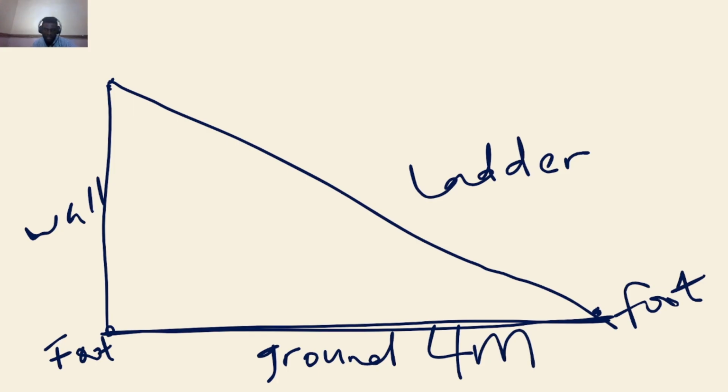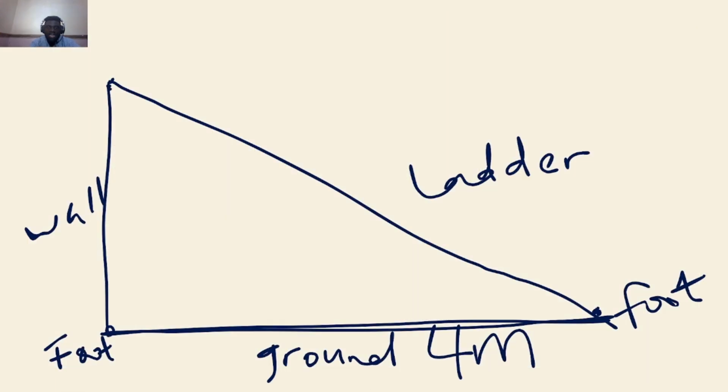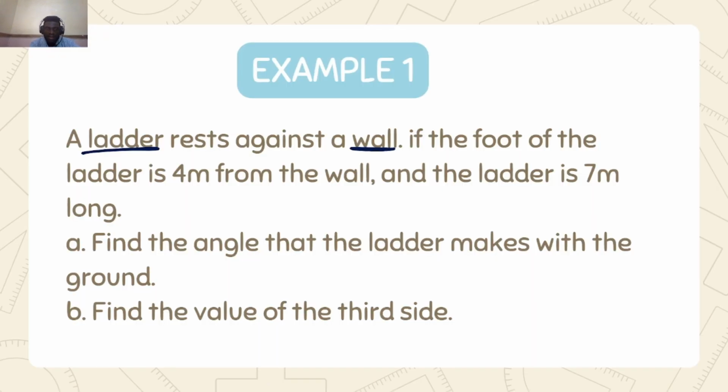I hope you're following gradually. Then they said, and the ladder is 7 meters long. So the length of the ladder is 7 meters. And this is the ladder. The ladder is leaning on the top of the wall down towards the foot on the ground. So here is 7 meters. Finish. You finish your diagram.